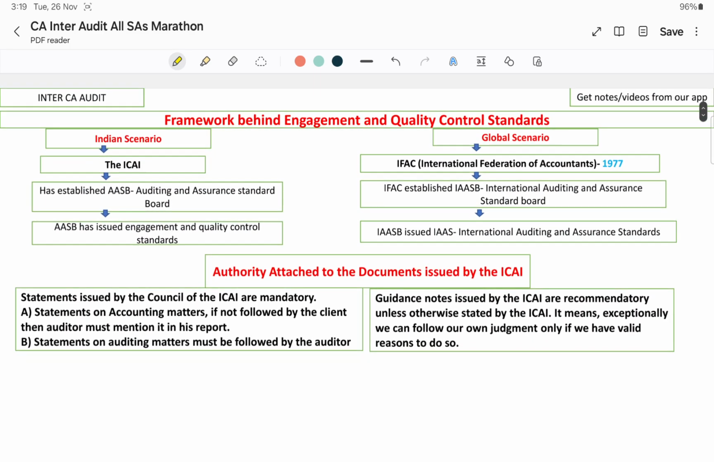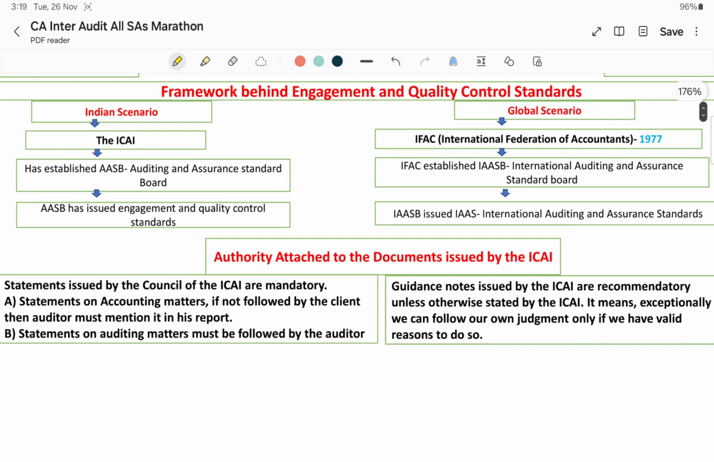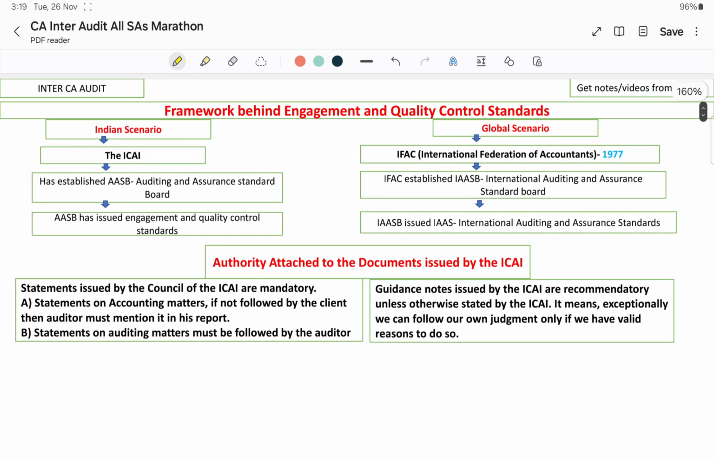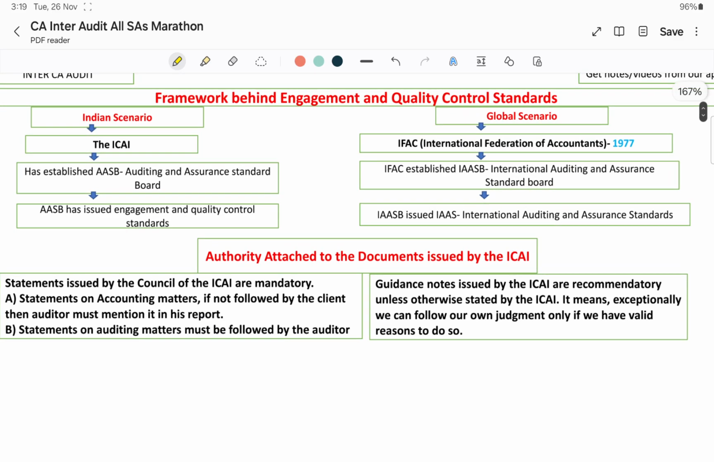This is just for the understanding. If you want, I can explain it, or you can just skip it. Let me just explain it. Okay.